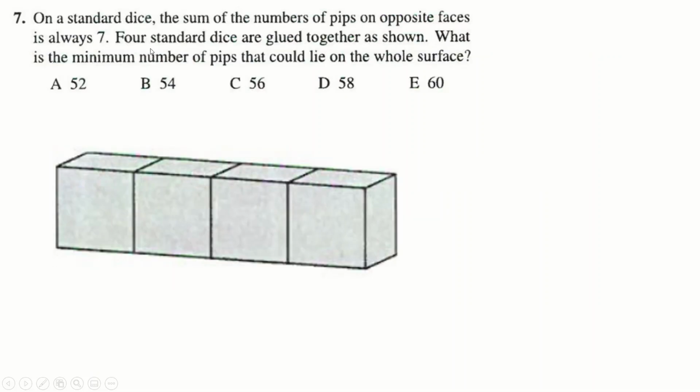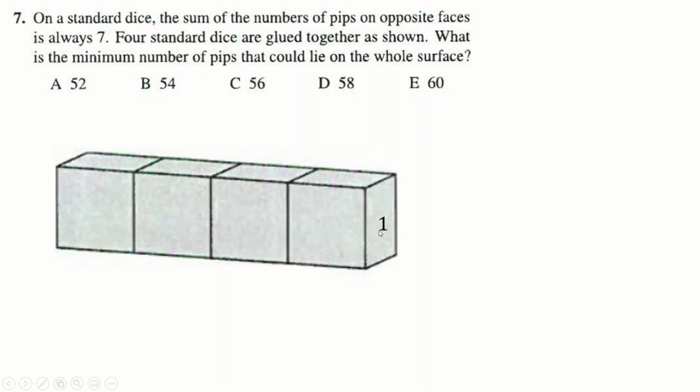Question 7. So dice have opposite numbers adding to a 7. So 1 is opposite 6, 4 is opposite 3, 2 is opposite 5. That's how dice work. What's the minimum number of pips that could lie on the whole surface? Well, for a minimum number, the surfaces we can't see are these ones in here. So we need to make those as big as possible. And likewise, we need to make the thing we're actually counting as small as possible.